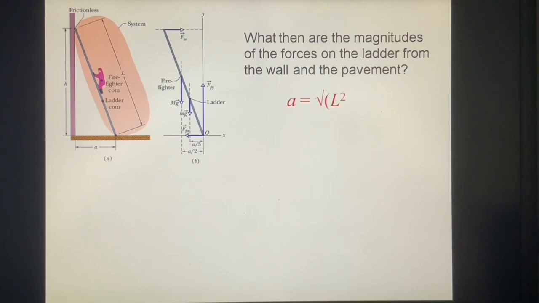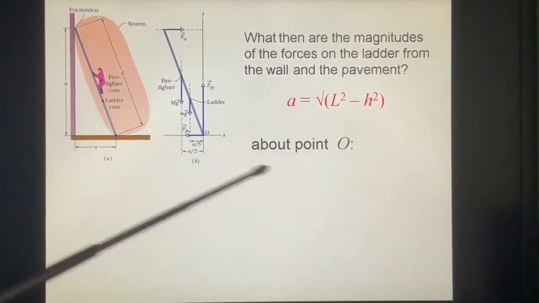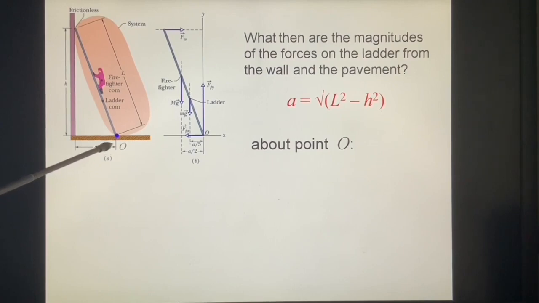Now let's see. This a equals the square root of L squared minus h squared. Okay? And then we take point O. This is the point O as a reference point. We see what's happening. We have two things: sum of F equals 0, sum of τ equals 0. Right?